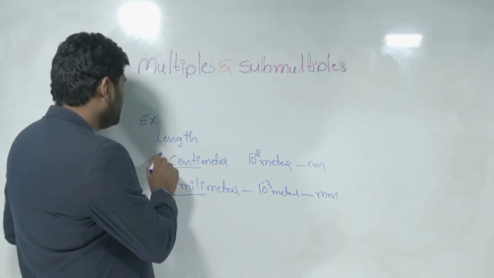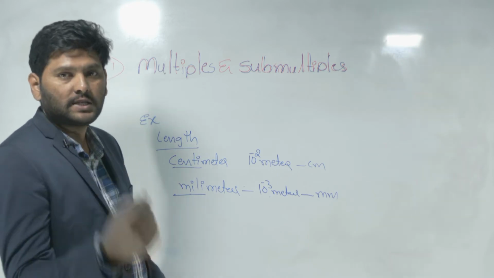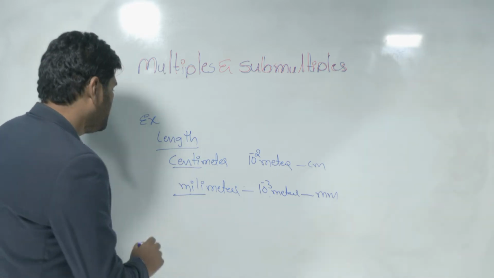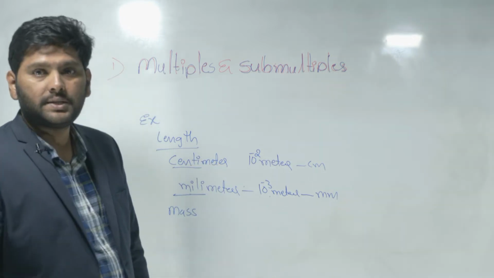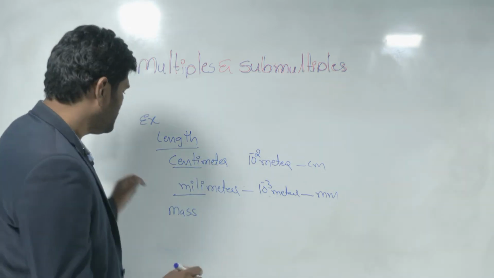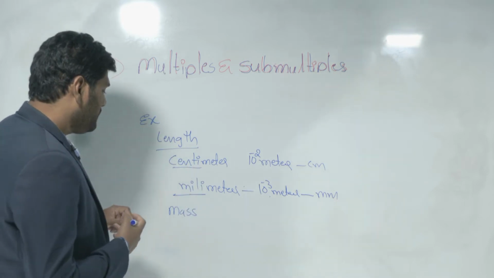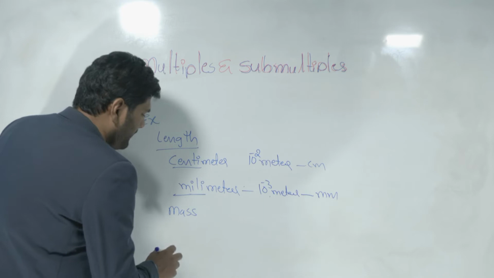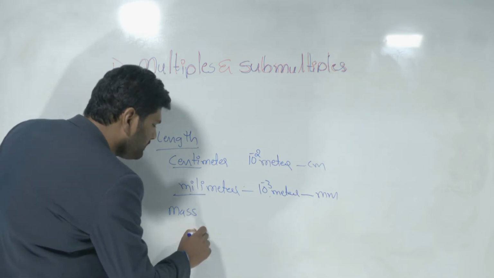So this is the way we use submultiples to express length units. Similarly, let us take mass units. You know kilogram, right? Now let us take milligram.